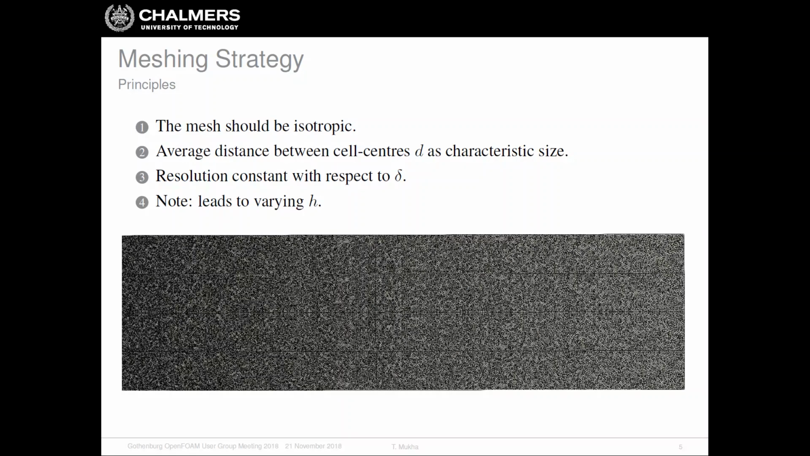And perhaps the most important point is number 3, and that is that the resolution of the grid should stay constant with respect to the local thickness of the boundary layer. Now here at the bottom I have a surface mesh of a wall for a flat plate turbulent boundary layer flow, and the boundary layer is going to grow in that direction. Since delta grows with x, the characteristic size of the grid also grows, because we keep d a constant fraction of delta.